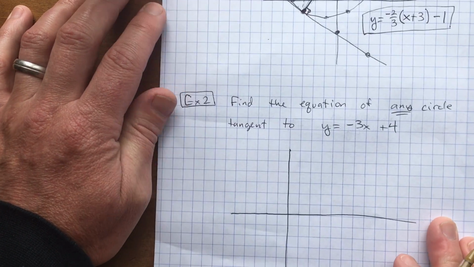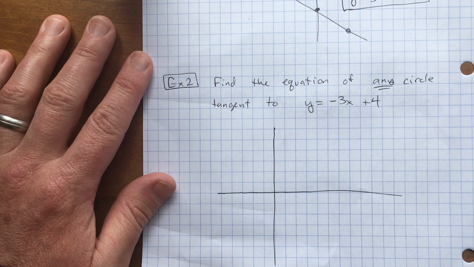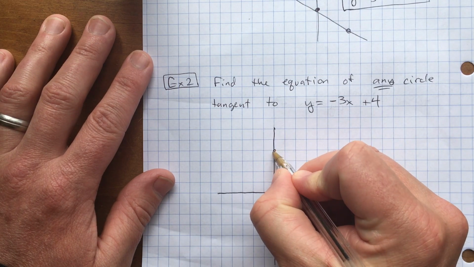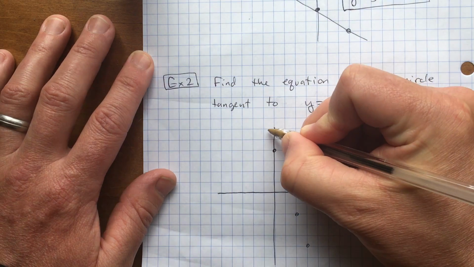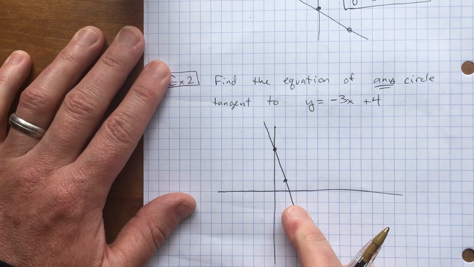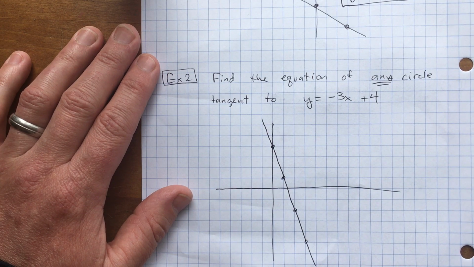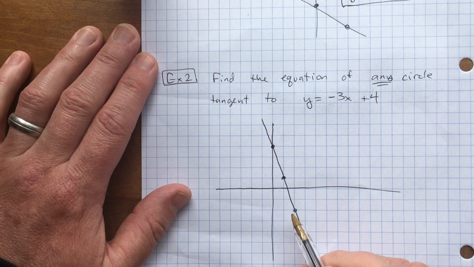Now example 2 says, find the equation of any circle tangent to the line y = −3x + 4. Let me just graph y = −3x + 4 real fast here. It doesn't specify which circle, so I just need to know that this is the tangent to the circle. So I'm going to pick a point, because this seems easy, and figure out where the center of a circle might be.